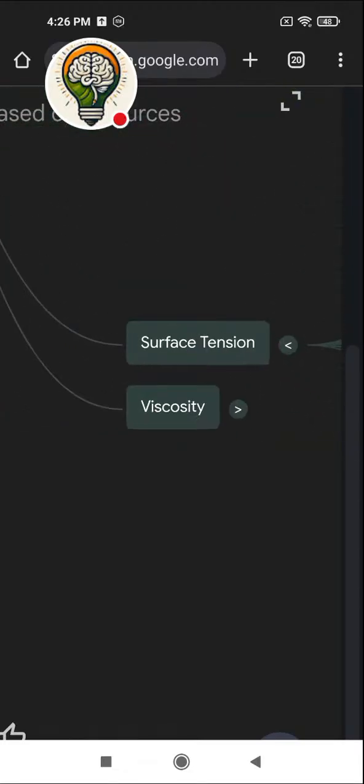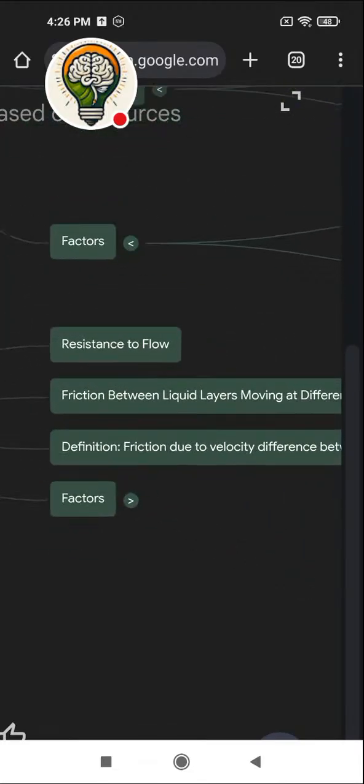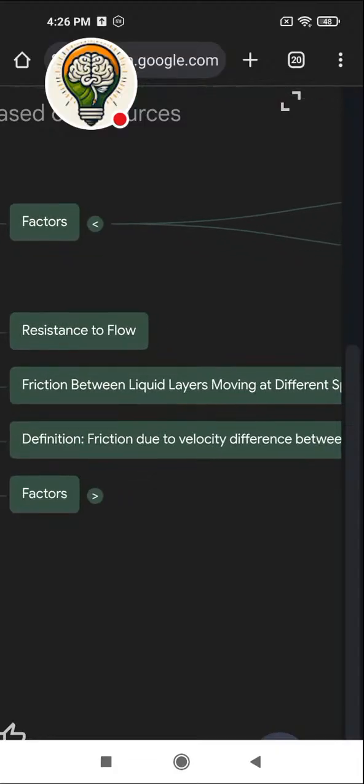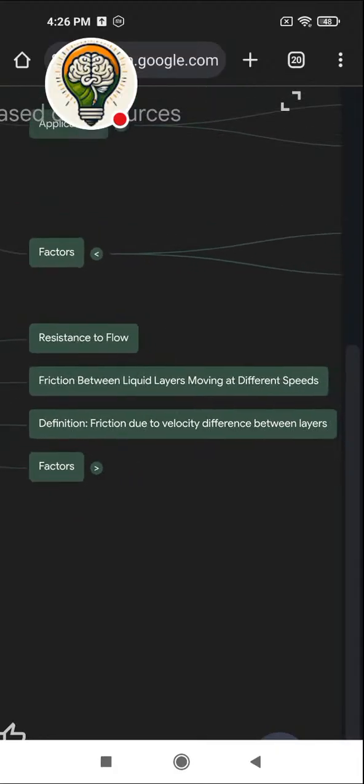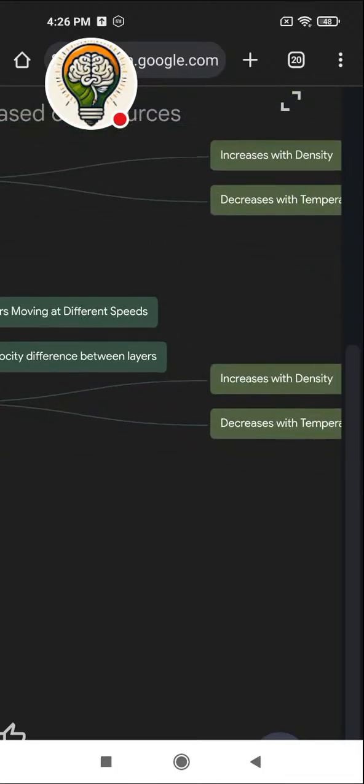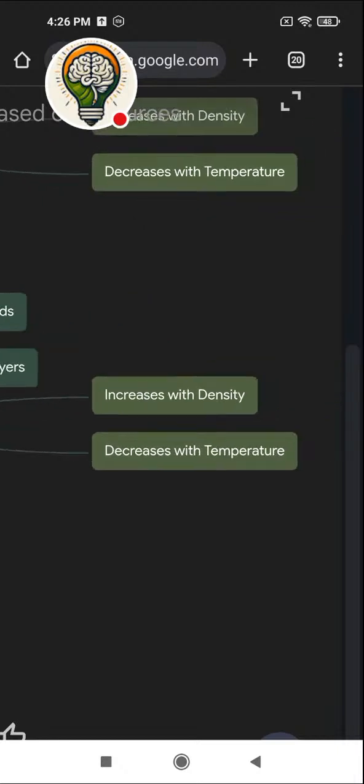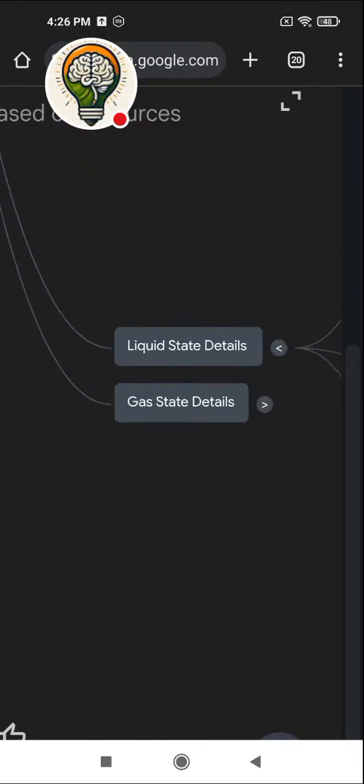Then comes the viscosity. So viscosity is resistance to flow, friction between liquid layers moving at different speeds. Definition: friction due to velocity difference between layers. The factors affecting viscosity: increases with density and decreases with temperature. Then the gas state details.